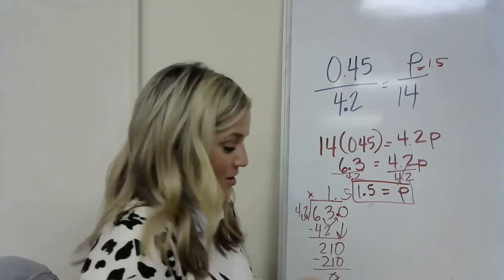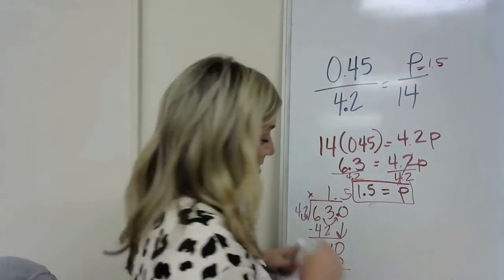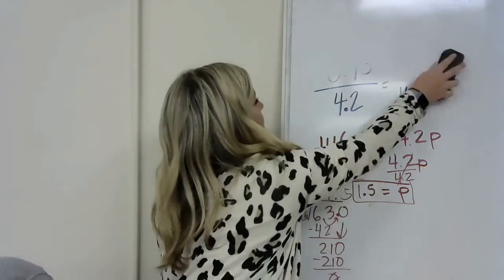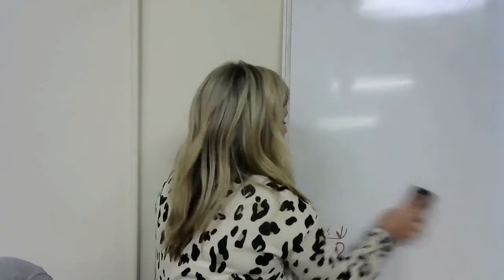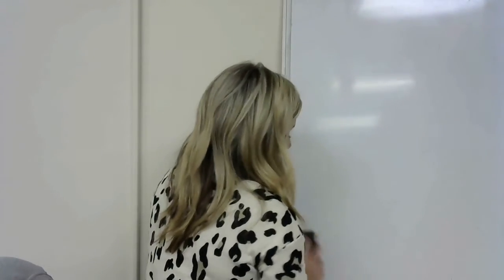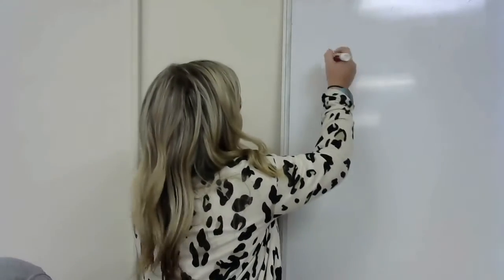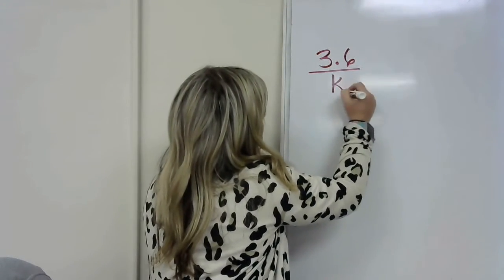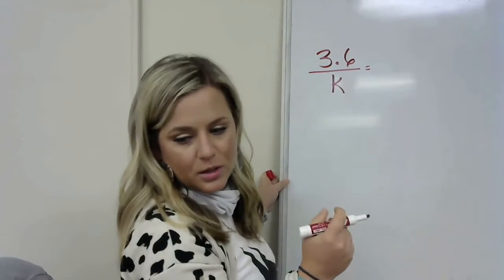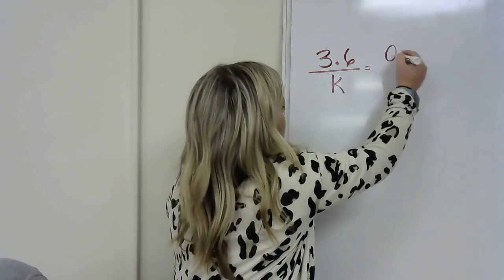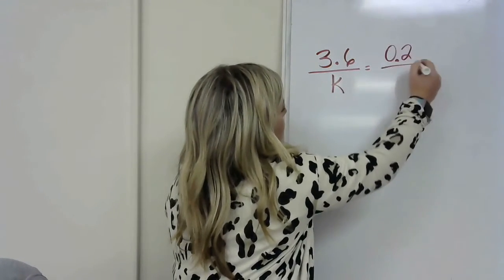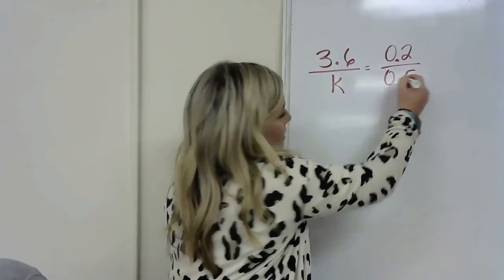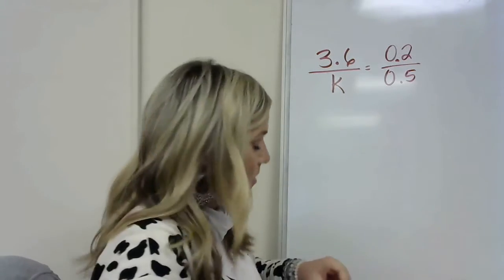All right. We got one more semi-difficult problem. Okay. 3.6 over K is equal to 0.2 over 0.5. Make sure I wrote that down. I did. Okay.